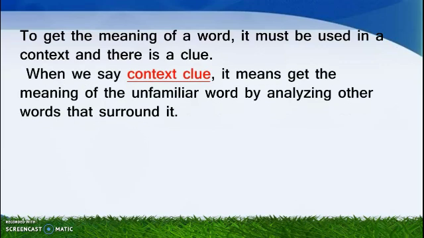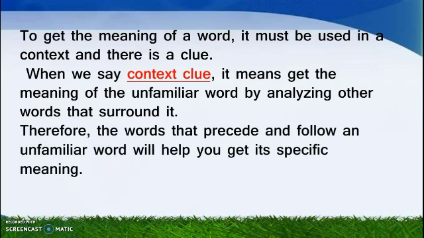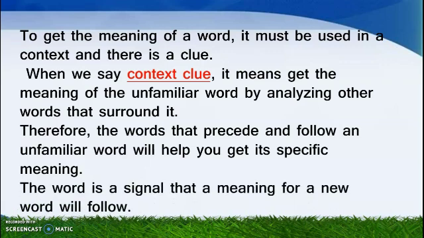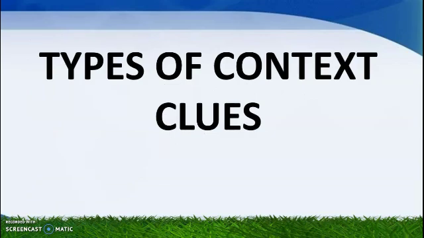When we say context clue, it means getting the meaning of the unfamiliar word by analyzing other words that surround it. Therefore, the words that precede and follow an unfamiliar word will help you get its specific meaning. The word is a signal that the meaning for a new word will follow. There are types of context clues.